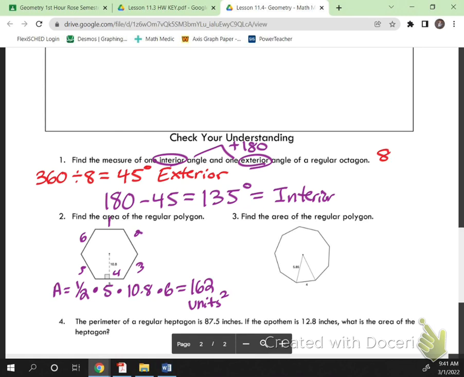Number three, we have to find the area of this regular polygon. I'm told the side. What's this on a polygon? It's the radius, but I need the apothem to do our formula. So I'm going to draw in the apothem. I made a right triangle.